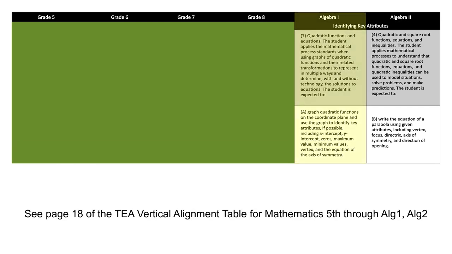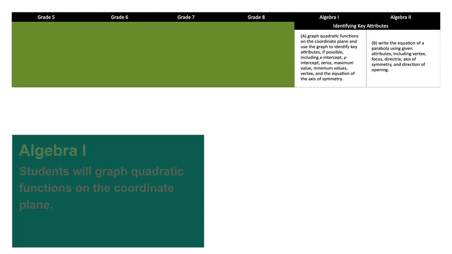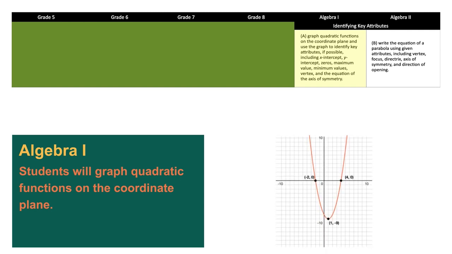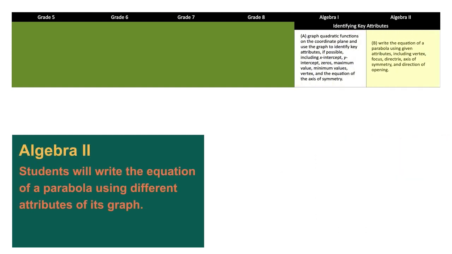Let's explore the vertical alignment for identifying key attributes for quadratic functions in 7a to better understand what students will master in this unit and beyond. In Algebra 1, students will graph quadratic functions on the coordinate plane. They will then use the graph to identify key attributes, such as x and y intercepts and zeros. Progressing into Algebra 2, students will learn to write the equation of a parabola using attributes.